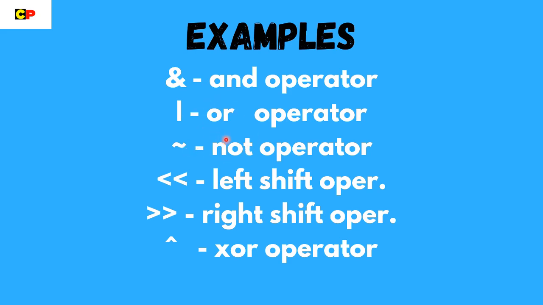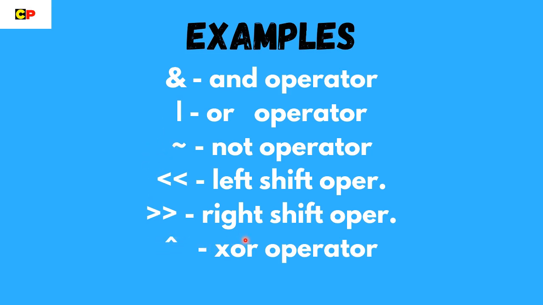Also, logical operators deal with logic only, not so much with binary manipulation. The binary manipulation only happens in the case of bitwise operators. So these are the six main bitwise operators: AND, OR, NOT, left shift, right shift, and XOR. In this video we'll talk about the first three only, and in the next video we'll talk about the last three.